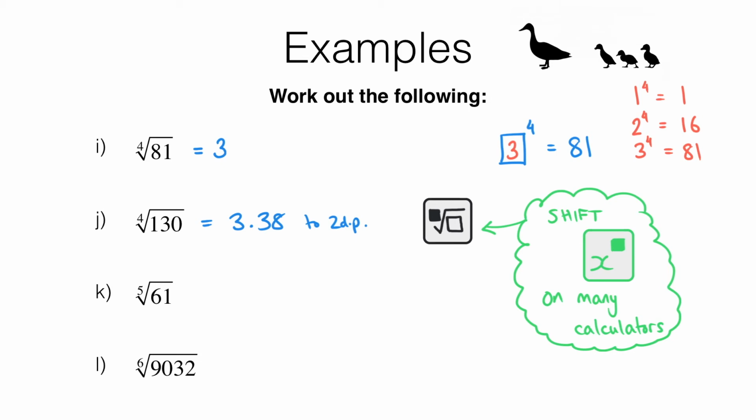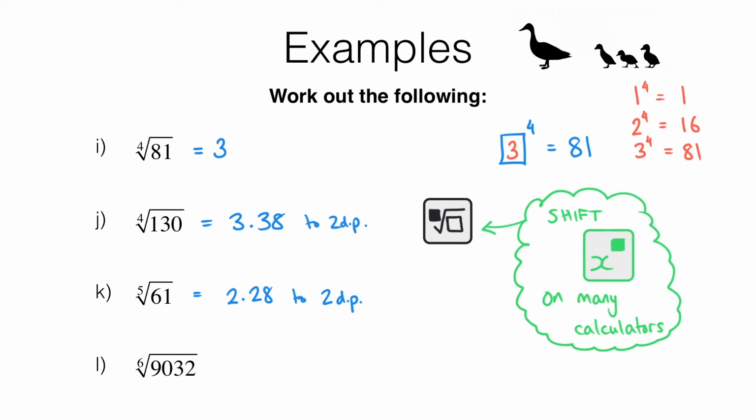We're going to use the same function on the calculator again. So we access this and then we need to fill in the number 5 because we want the fifth root, and then the number 61 under the root sign. And this should give you an answer that rounds to 2.28 to 2 decimal places.